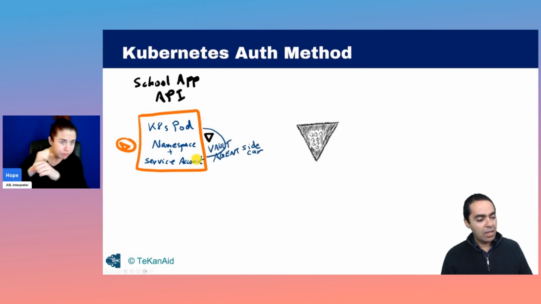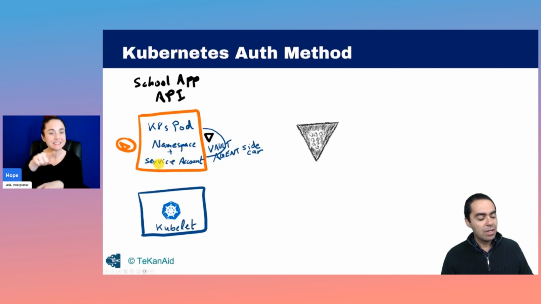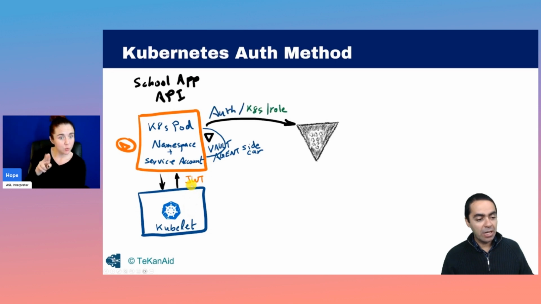So that's where we have a Vault agent sidecar that can sit beside your application container in the same pod. This pod is going to have a service account, or your application is going to have a namespace and a service account. And what will happen is the Vault agent will get a JWT token from the kubelet inside the node where the application is running.